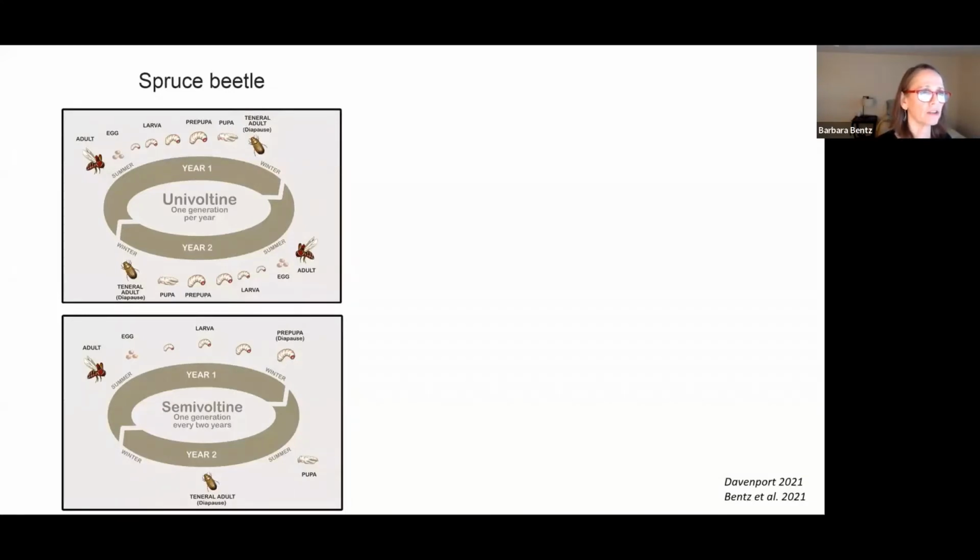And as you might imagine, reduction in life cycle timing from a generation every 2 years to every 1 year can result in exponential population growth.